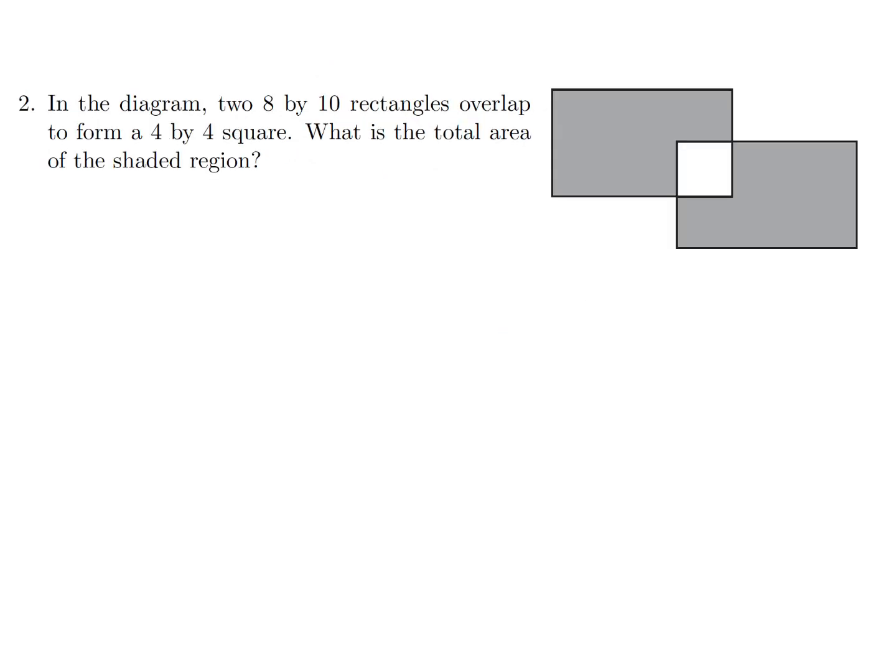In the diagram, two 8 by 10 rectangles overlap to form a 4 by 4 square. What is the total area of the shaded region? Total area of the shaded region will be the rectangles' areas. So each one is 8 by 10, so you have to multiply by 2 since there's 2. But you have to subtract that white box in the middle. That white box has dimensions 4 by 4.